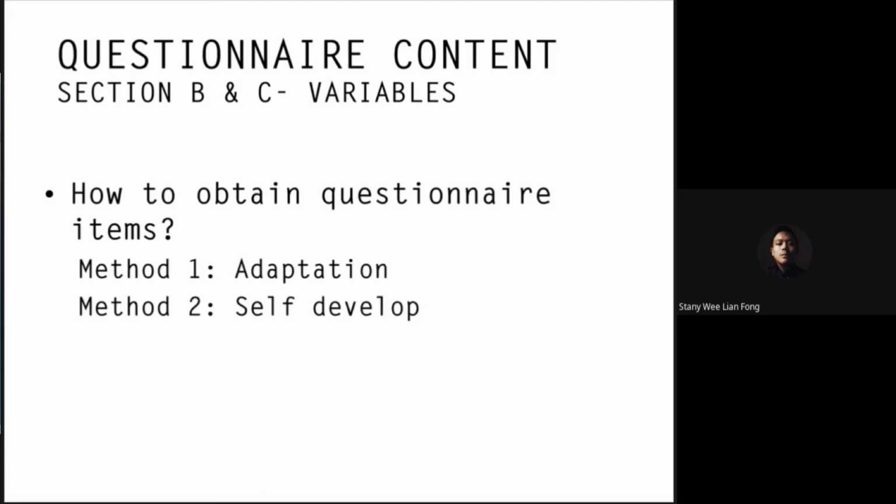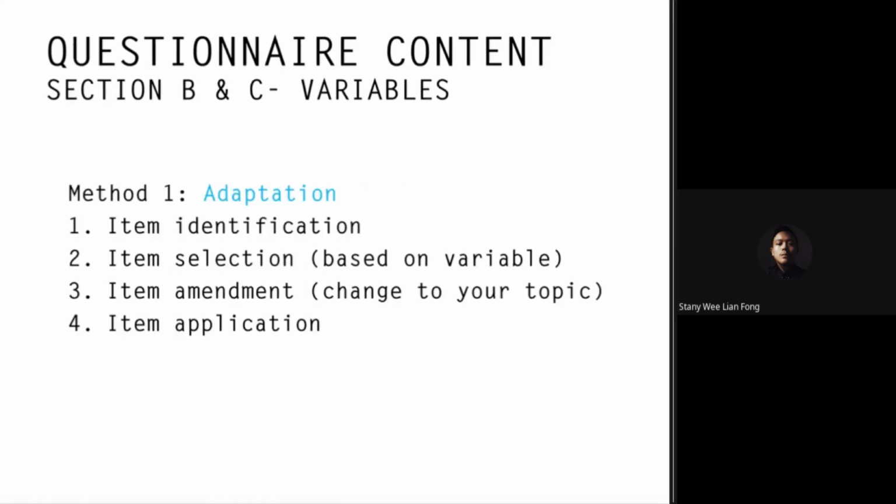The first method we call adaptation. Method number 2 we call self-develop. But of course, for BBA degree level, we will advise students to go for method 1. So what is method 1, adaptation? Method 1 adaptation is a method of obtaining questionnaire items through adapting existing items.